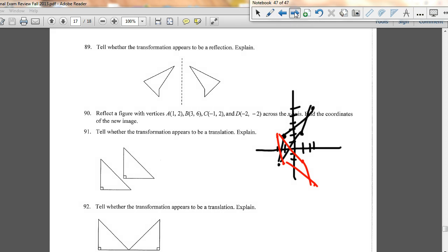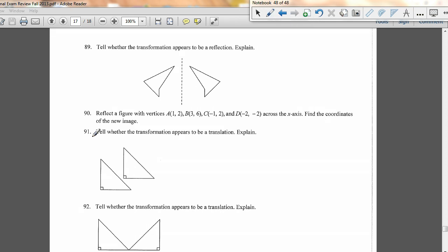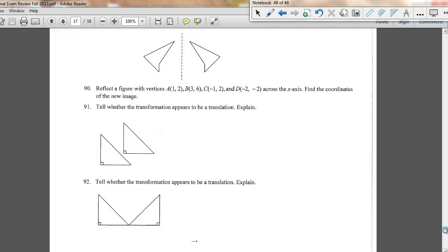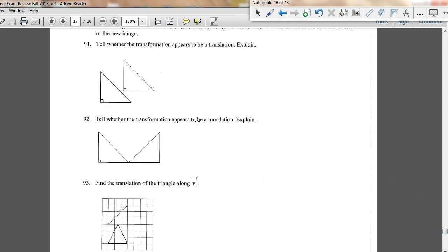Next question. Tell whether the transformation appears to be a translation. Yeah, it's a slide, and they look the same. Let's go down. Tell whether the transformation appears to be a translation. This is not a slide. This looks like a reflection to me.